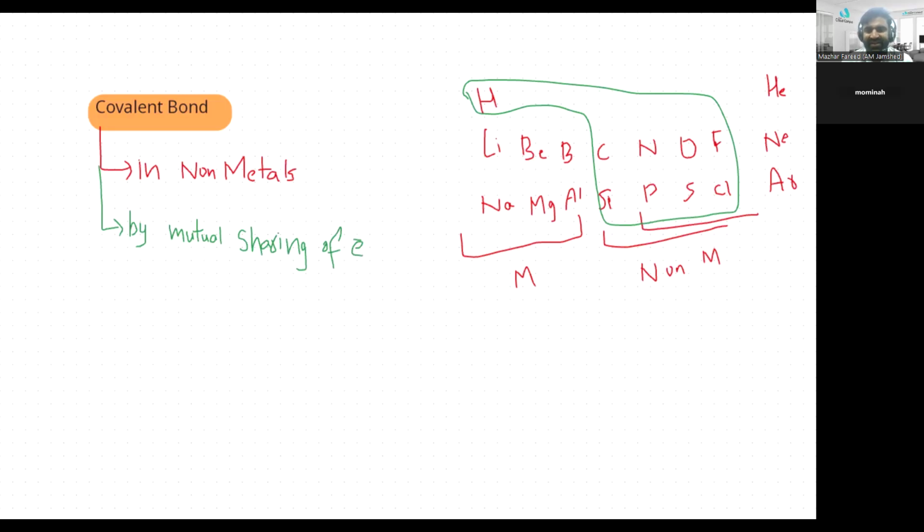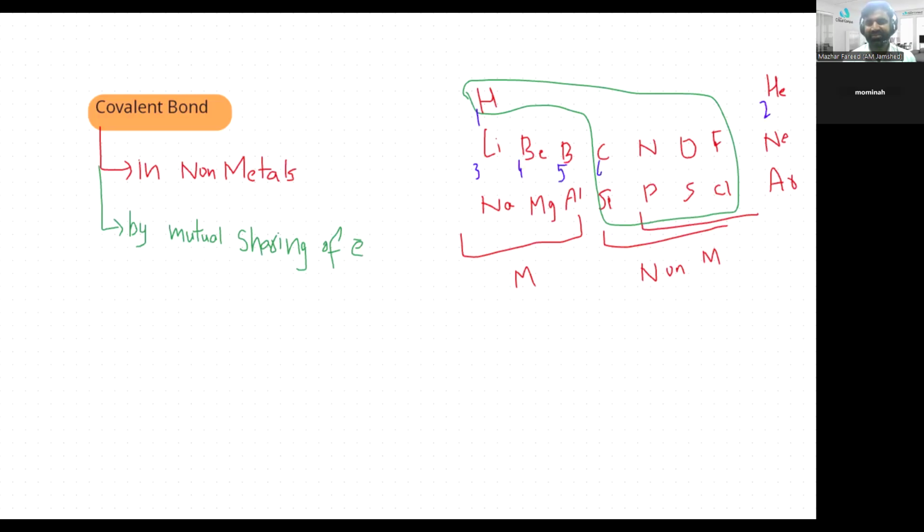So each element has an atomic number. According to the atomic number, we can decide the number of electrons and protons present in an atom. The bonding depends upon the number of electrons present in the valence shell. So atomic number of hydrogen is 1, helium is 2, lithium is 3, beryllium is 4, boron is 5, carbon is 6.